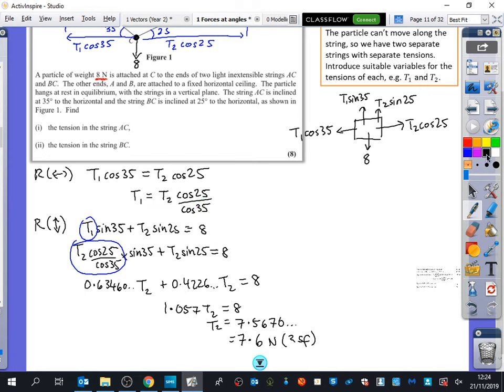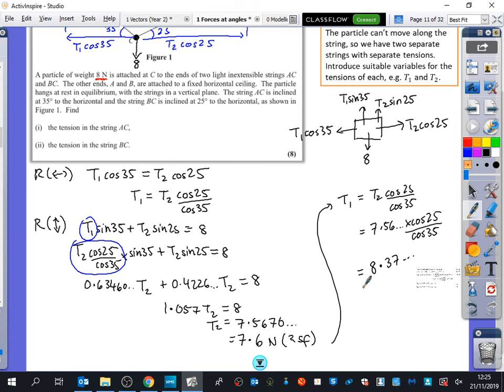Let's finish off the question though. Let's come back up. T1 is equal to T2 cos 25 divided by cos 35. So keeping that in my calculator, that's 7.56, timesing it by cos 25 and dividing it by cos 35. And we should get 8.37. Let's just keep it safe and do it to two significant figures. And we get 8.4 newtons.